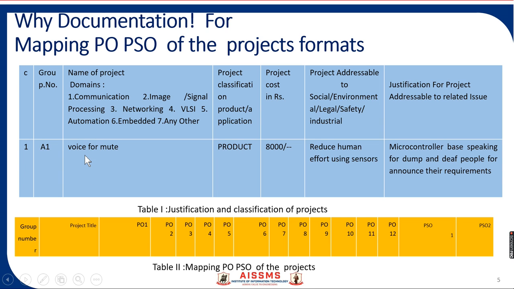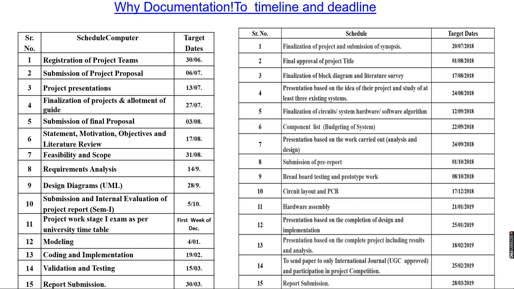Here in this case, for their project, they have given whether the project is a product or something else, and which category the project falls in. Also they are giving the cost and how the project is related to which issue. All of that they are going to document, so they themselves are getting the knowledge.